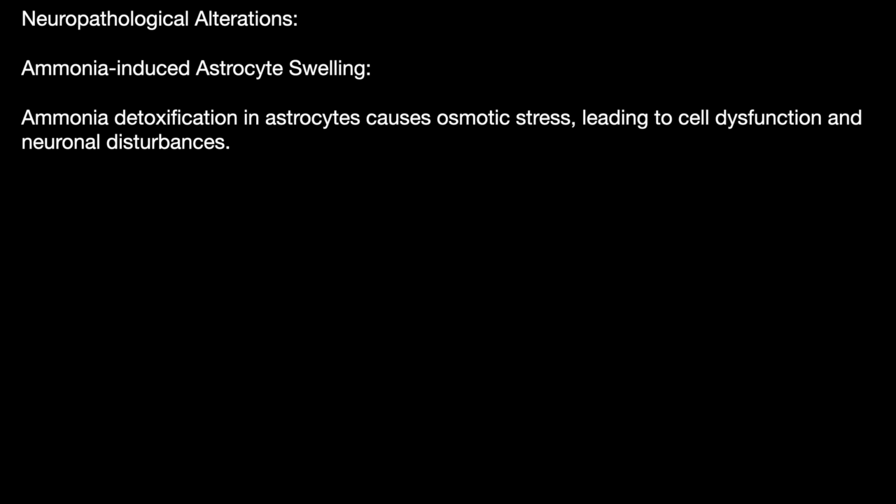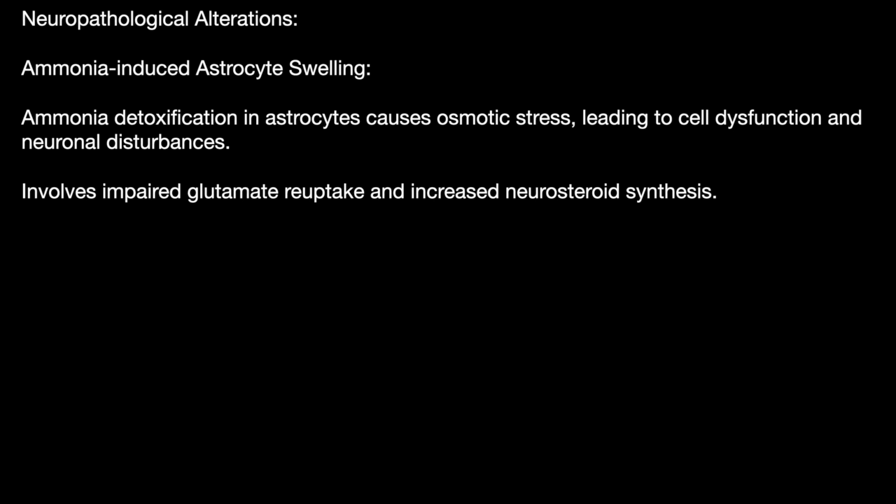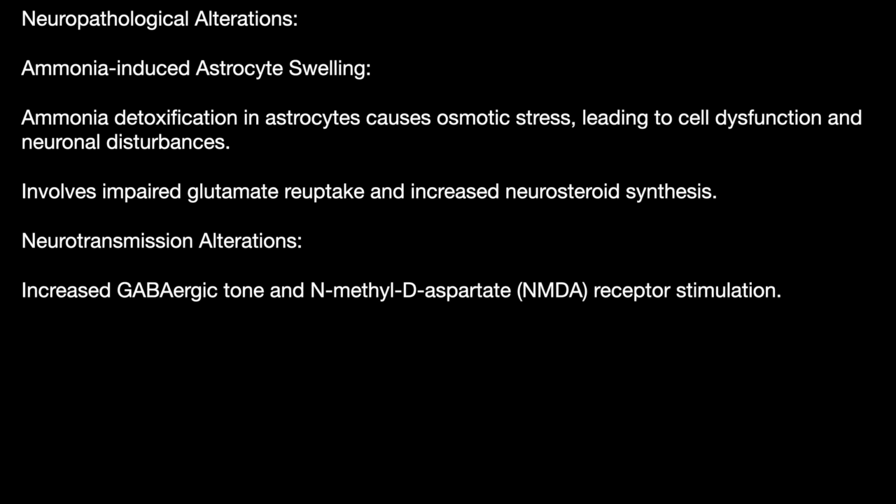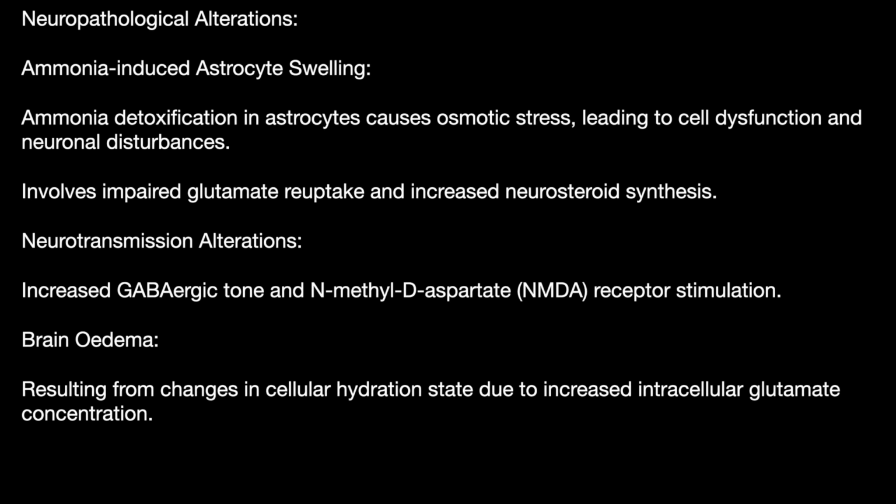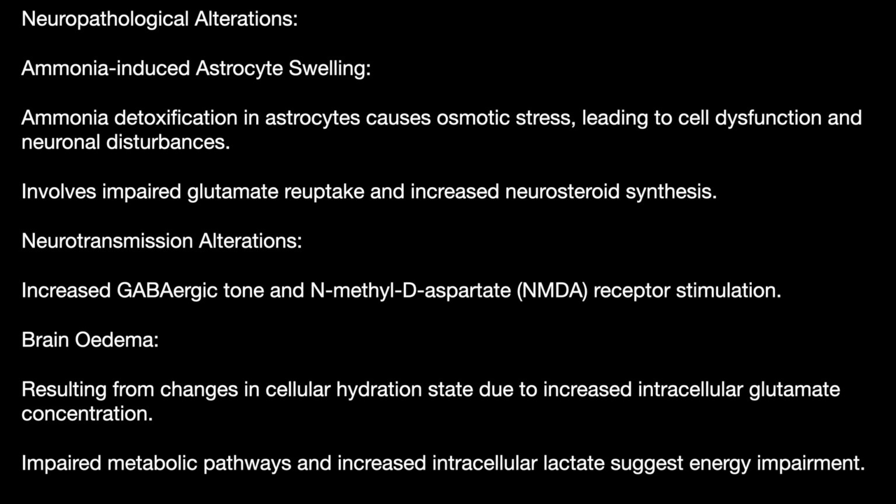Ammonia detoxification in the astrocyte causes osmotic stress, leads to cellular dysfunction and neurological disturbance, and involves impaired glutamate uptake and increased neurosteroid synthesis. You also have transmission alterations where there is increased GABAergic tone and NMDA receptor stimulation. You also have brain edema. This is because of the inflammation and the cellular hydration state due to increased intracellular glutamate concentration. And there are also impaired metabolic pathways and increased intracellular lactate, suggesting there is also an energy impairment.